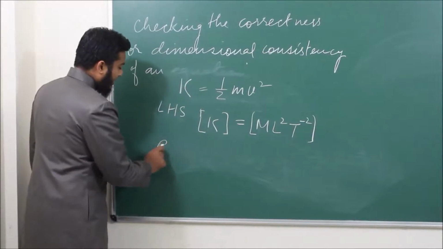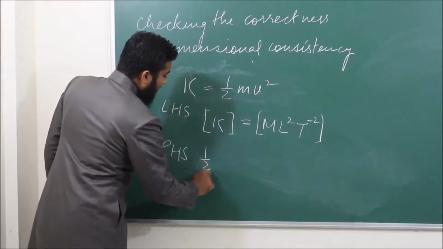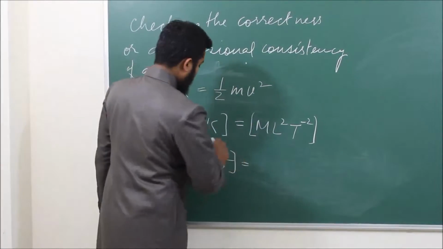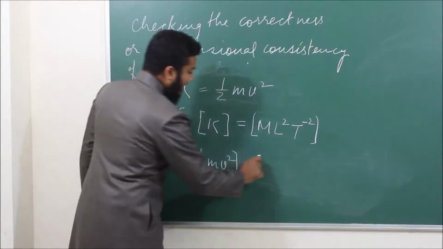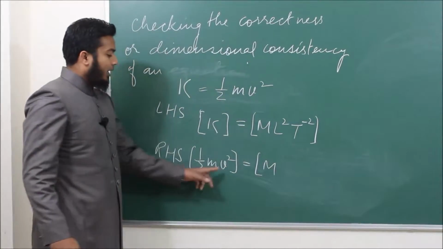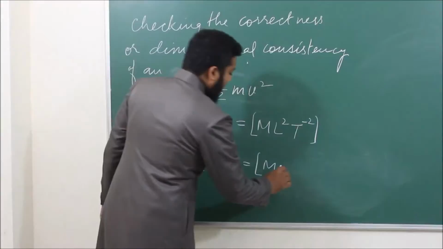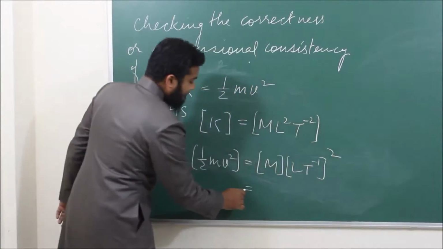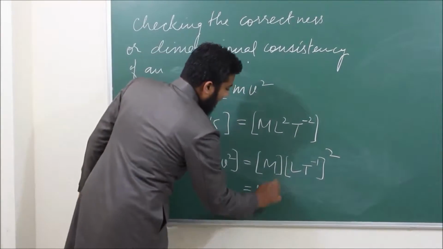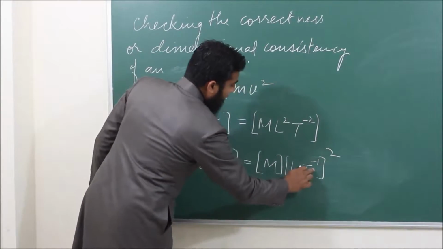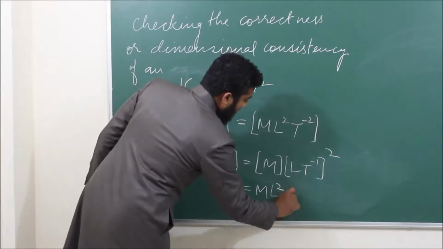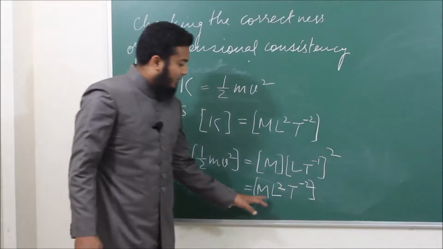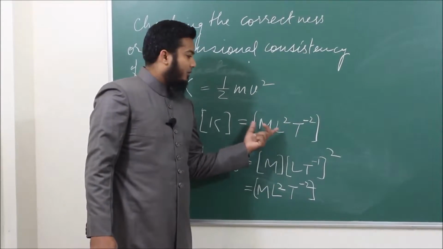And on the right hand side, the dimensional formula for half mv square: now this half will have no role, so just mass, m for mass, and speed squared. Now if I square the speed, L t minus 1 whole square. Now this is m, and here L squared, and t raised to the power minus 1 into 2 is minus 2. T raised to the power minus 2. So on the right hand side, the dimensional formula is m L squared t minus 2, which is the same as the dimensional formula on the left hand side.